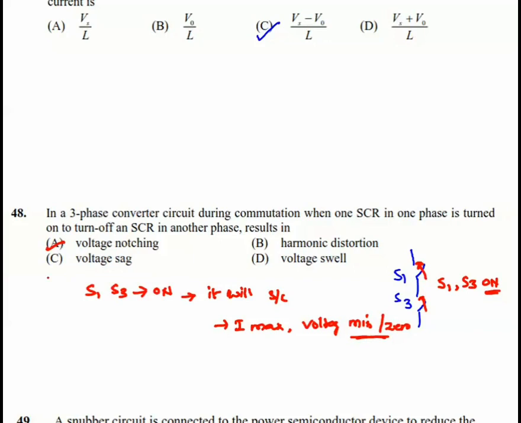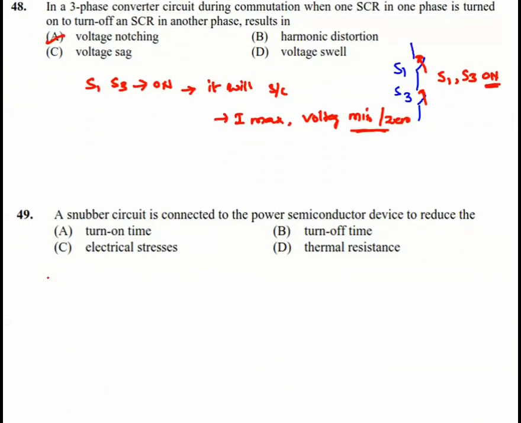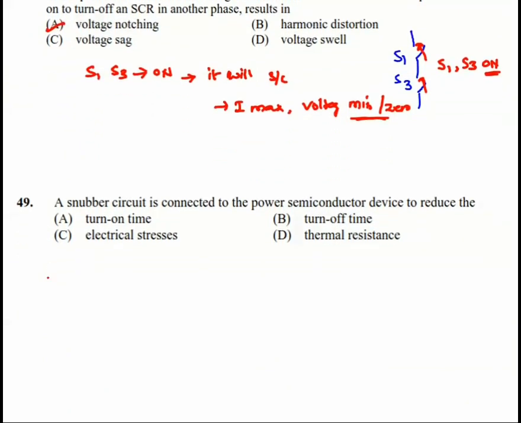And next one, the 49th one: a snubber circuit is connected to the power semiconductor devices in order to reduce. Normally snubber circuits are used to protect from electrical stresses. So what are the electrical stresses we have here? The first one is dV by dt and the second one is di by dt. If it's not protected, then we will have hot spots in the thyristor and it will get damaged. So dV by dt protection is given by using a capacitor and di by dt by an inductor. The inductor is connected in series and the capacitor connected in parallel across the resistance.